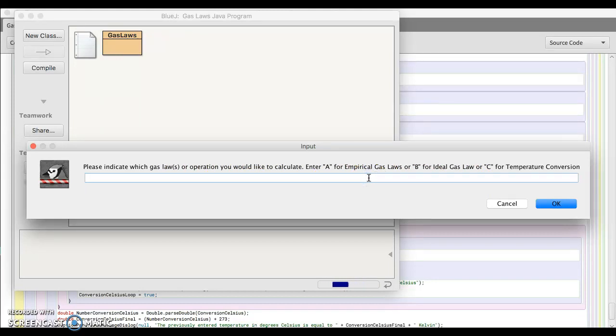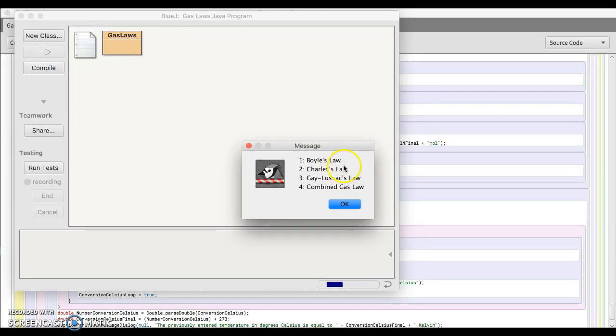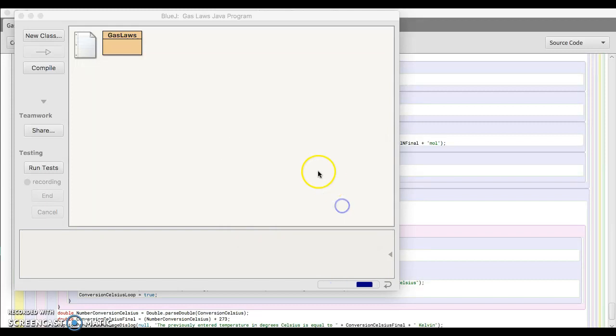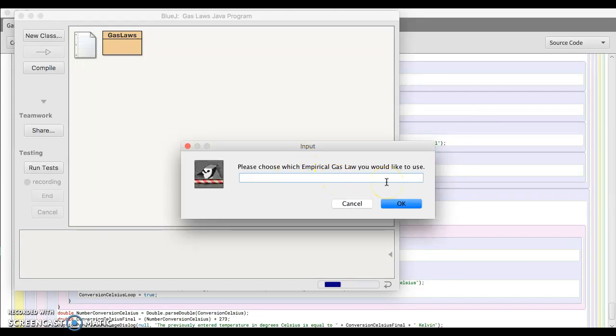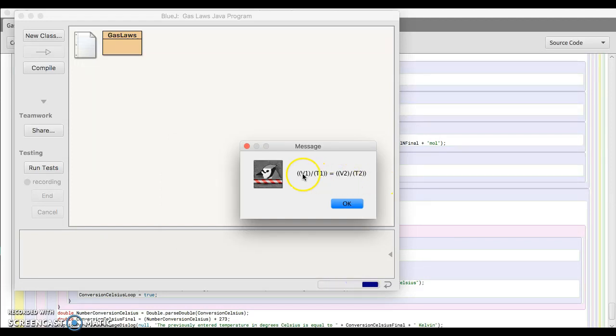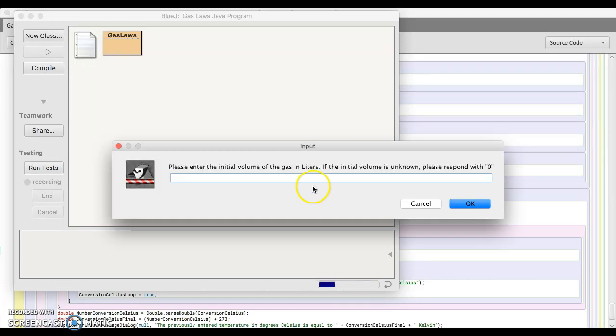So for the sake of representation, let's do A for empirical gas laws. And then the user is provided a list again of the 4 different gas laws included in the program. And just for this example, let's try to use 2, which is Charles' law. And here it shows the formula. And here it's asking the user to please enter the initial volume of the gas in liters, which would be V1 in the formula. And if the user does not know that variable, for example, in most calculations there's one unknown variable, then the user response is 0, as it would be physically impossible for a variable to actually be equal to 0 in terms of measurements. So 0 was a safe value to use for unknowns.